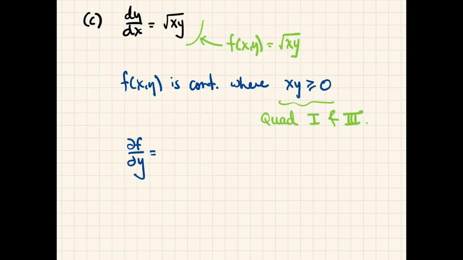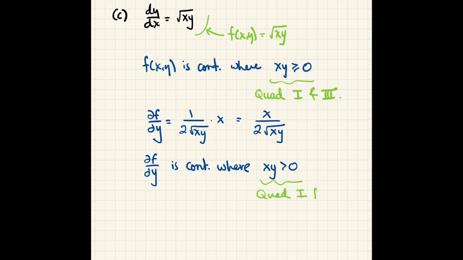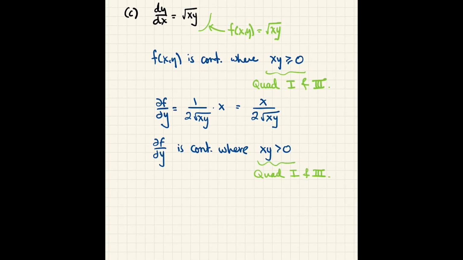Okay, the derivative of the square root of stuff is 1 over 2 times the square root of that stuff. And now we'll multiply using the chain rule by the derivative of xy, which is just x. So that's x over 2 root xy. So where's that continuous? Well, pretty much the same places, except now we're not allowed to have x times y equals 0. So strictly greater than 0. That's still quadrants 1 and 3. So that is our final answer.